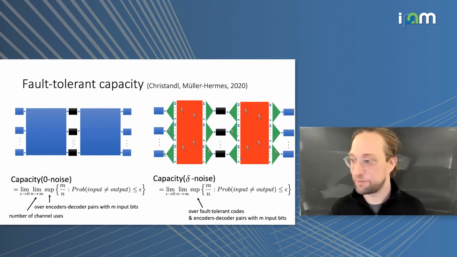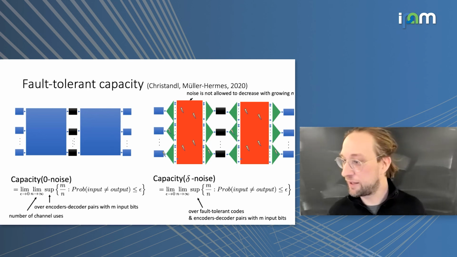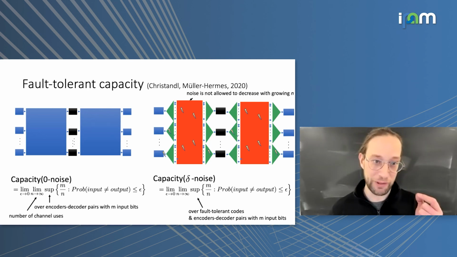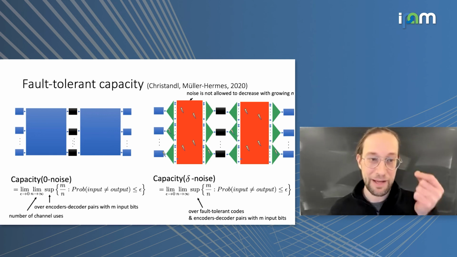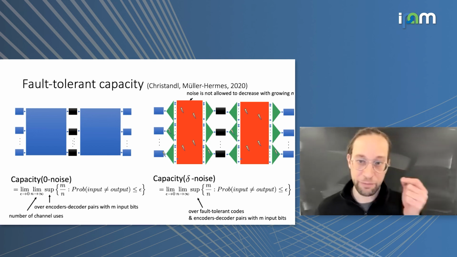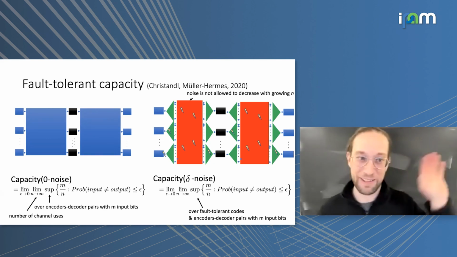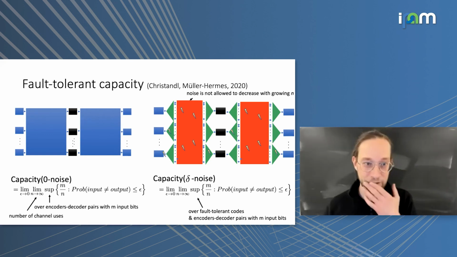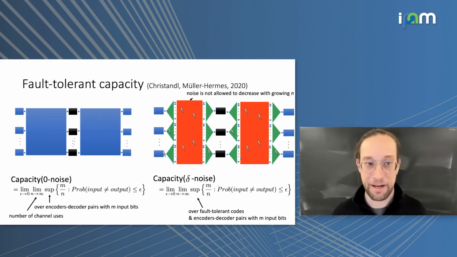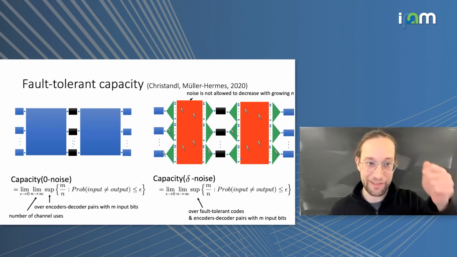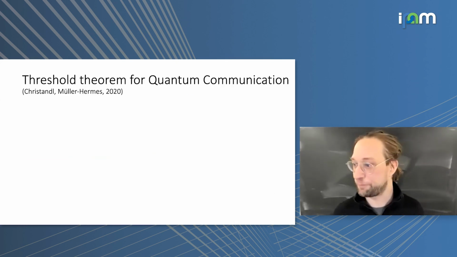That's delta noise. Here's a very important point. The noise is constant. Delta is a constant, and then we take the block length n to infinity. So it's the proper information theoretic setup. If you let delta decrease, then it's basically trivial. So delta is constant, and then you let n go to infinity, and then you want to compute the capacity.